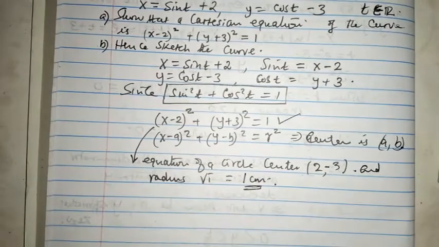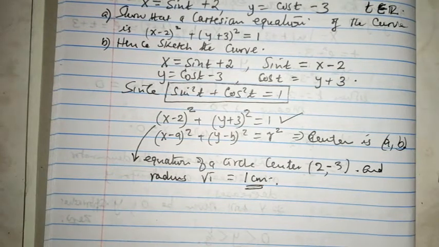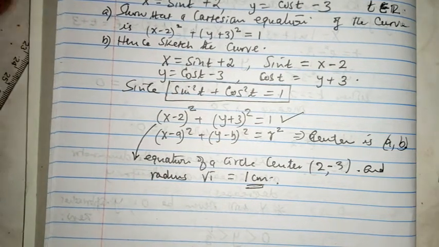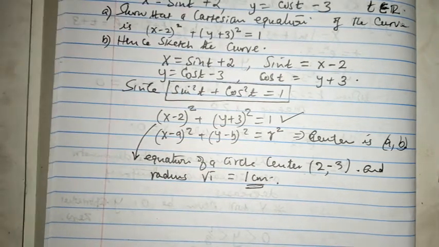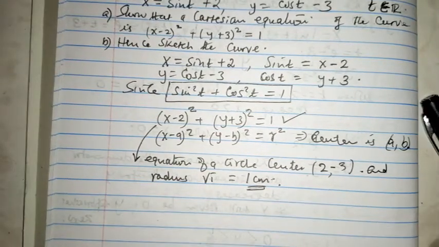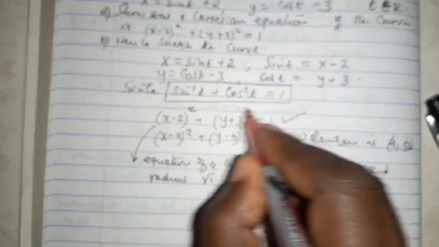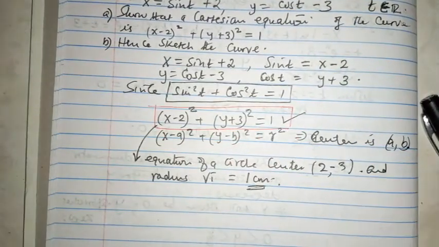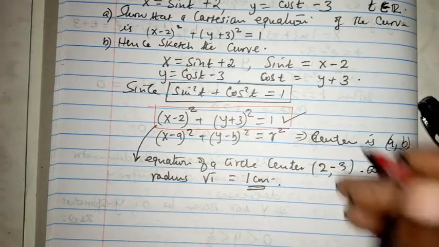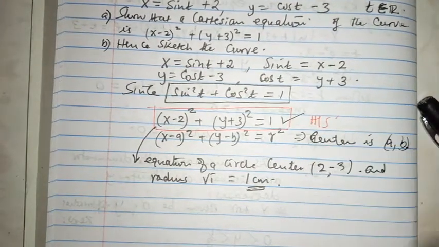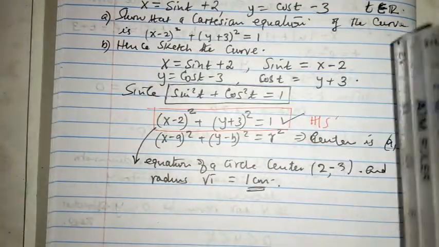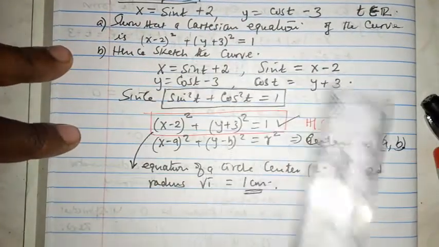So part A has been answered a long time ago, because this is now the answer. This was the answer to part A, the equation. We should have said hence show, because we are supposed to show that it can be written in this format.